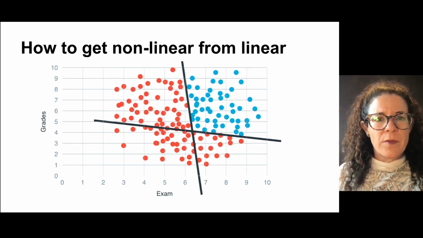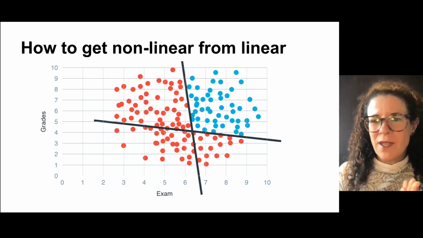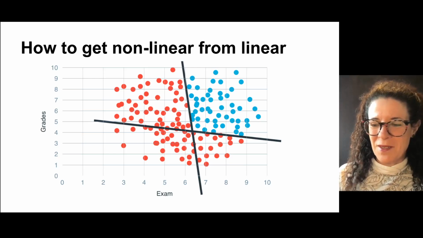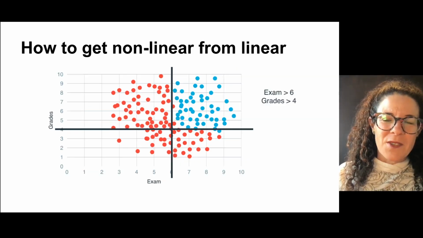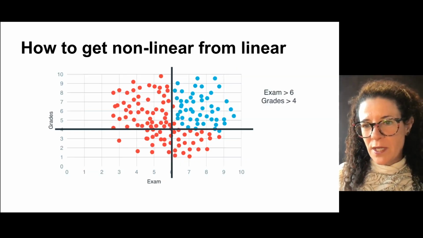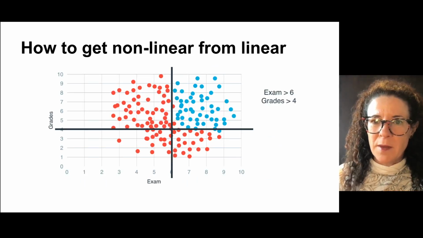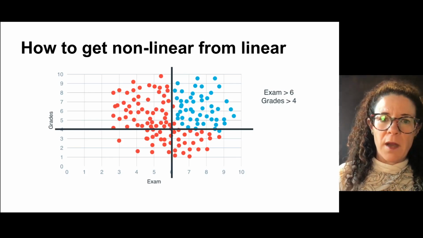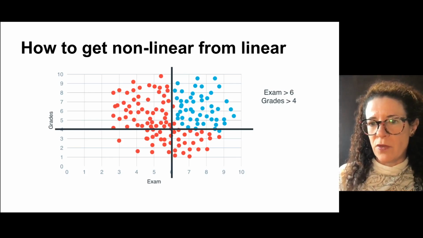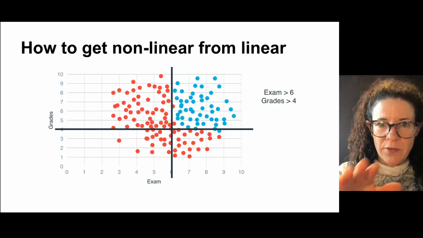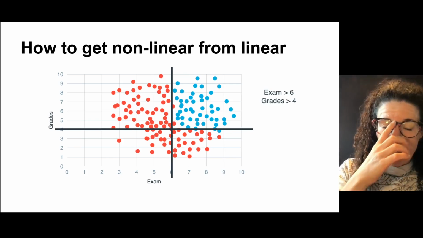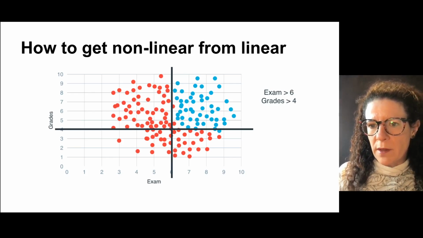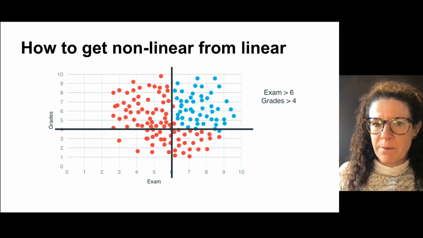So how do we get non-linear from linear? That's another way of thinking about this question. For example, in this example here, exams bigger than 6 and grade bigger than 4 is a non-linear function. For that you need this kind of corner square, and that we cannot get from one linear boundary.